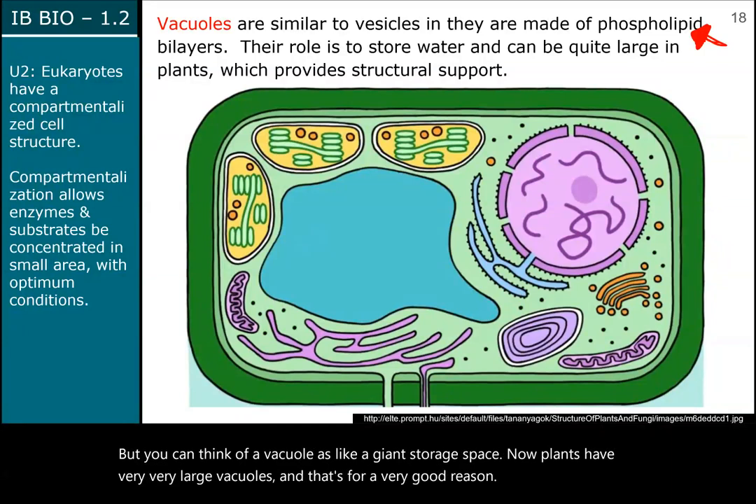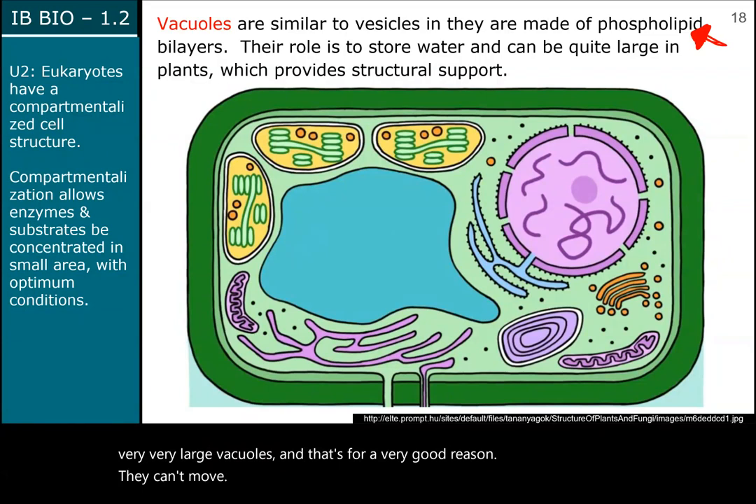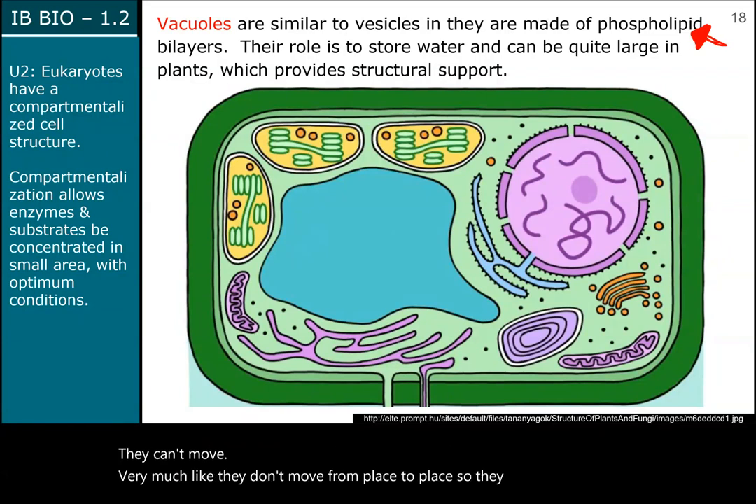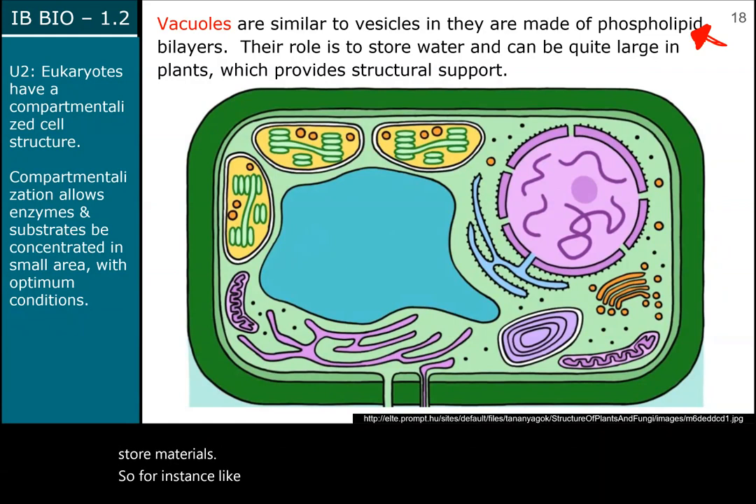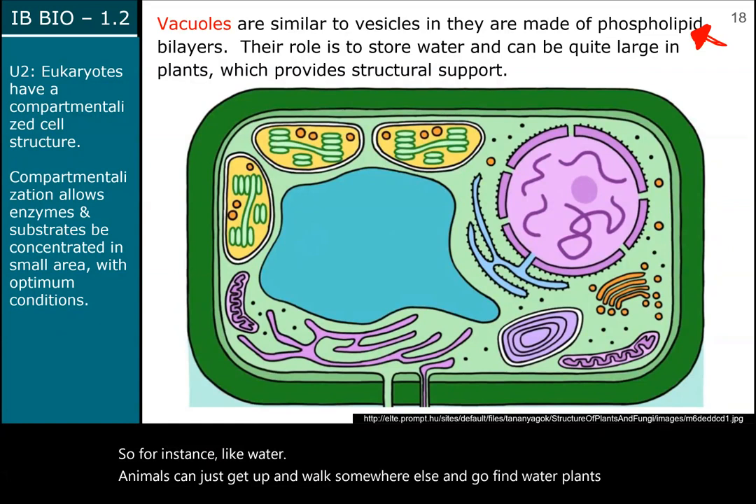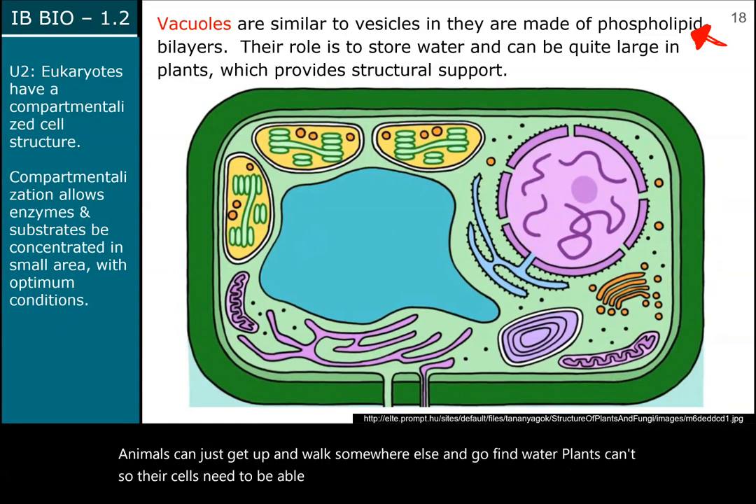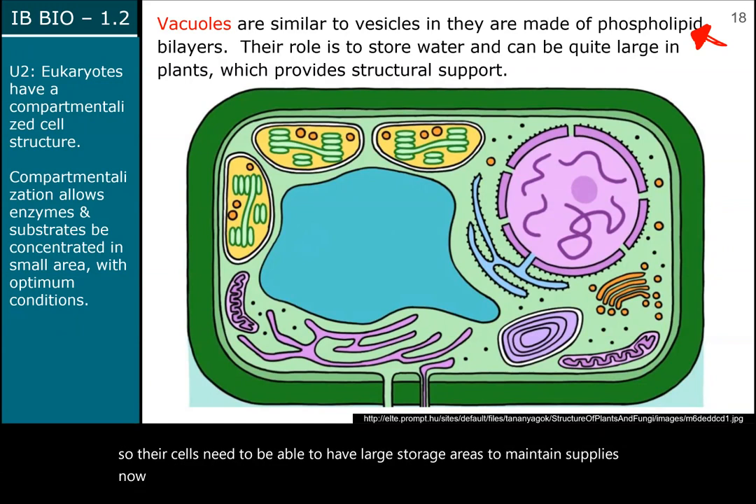Now, plants have very, very large vacuoles, and that's for a very good reason. They can't move very much. Like they don't move from place to place. So they need to be able to store materials. So, for instance, like water. Animals can just get up and walk somewhere else and go find water. Plants can't. So their cells need to be able to have large storage areas to maintain supplies. Now, those supplies could be water, right? It's going to store water in itself for when there's not a lot of water in the external environment.